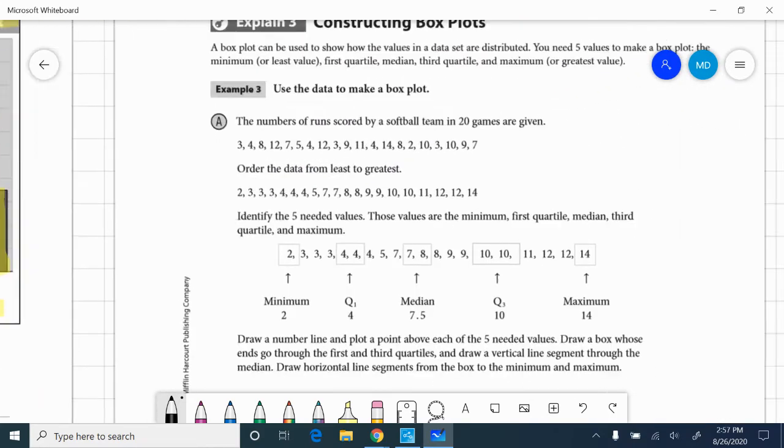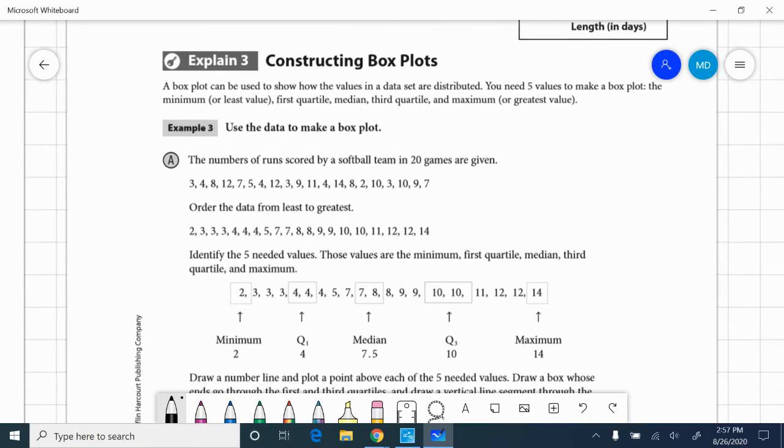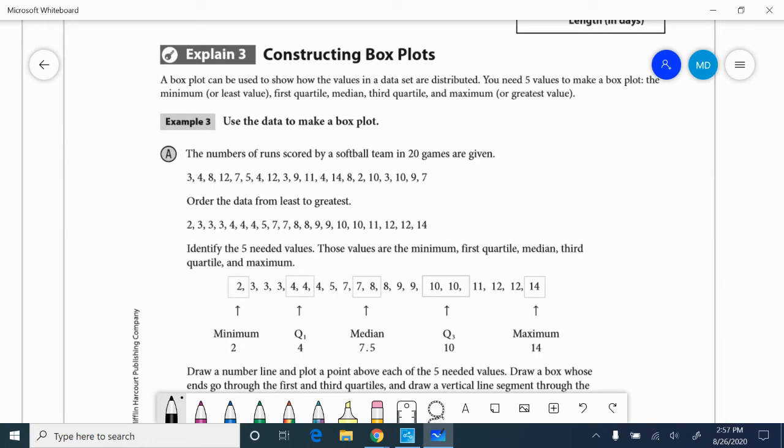Okay, moving on to the next page. We're not going to do number 5. We're going to look at constructing box plots. A box plot can be used to show how the values in a data set are distributed. You need 5 values to make a box plot. The minimum or least value, first quartile, median, third quartile, and maximum or the greatest value are those 5 values that you're going to need.